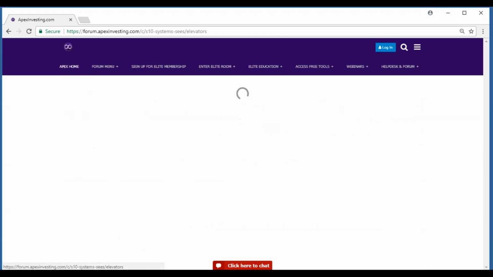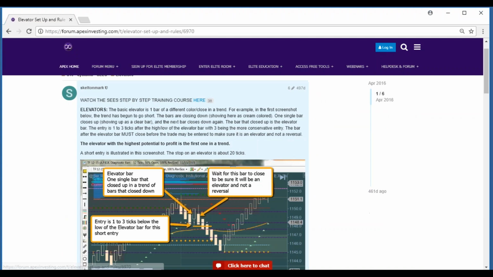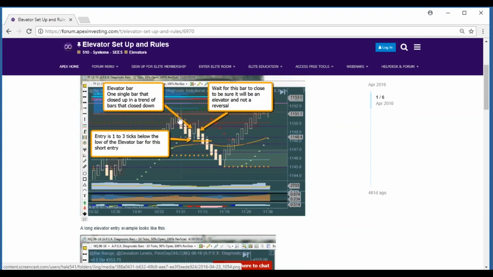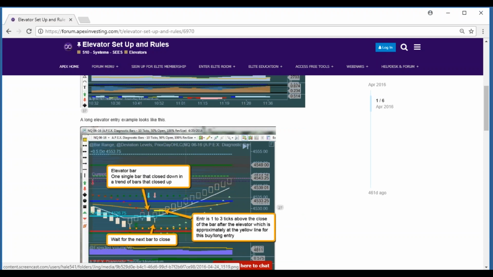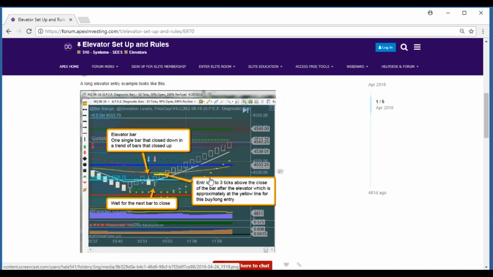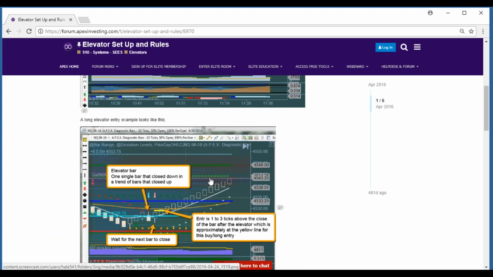I think we already understand what elevators are, but you can go here and see it. You've got to have at least three bars in a direction before you have the opposing bar and back down. You don't want one bar and then an up close bar and a down one. That's not an elevator, that's chop. Does that make sense? You want at least three bars in a direction before you have a pullback, and then the bar continues.